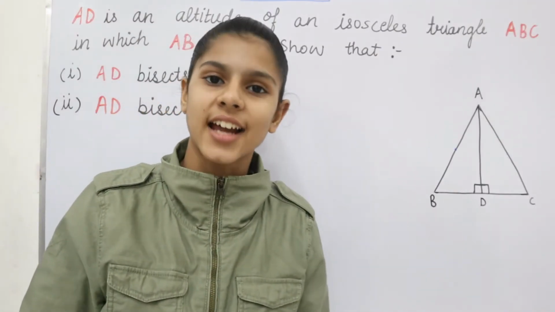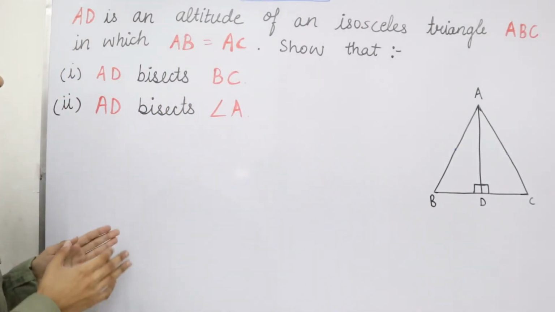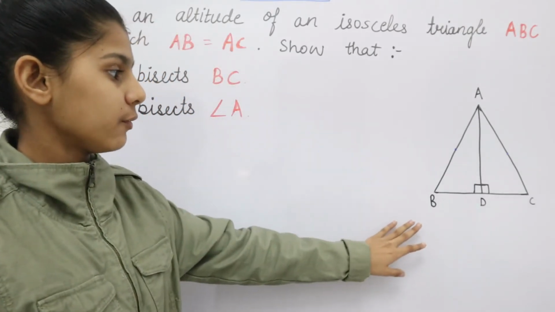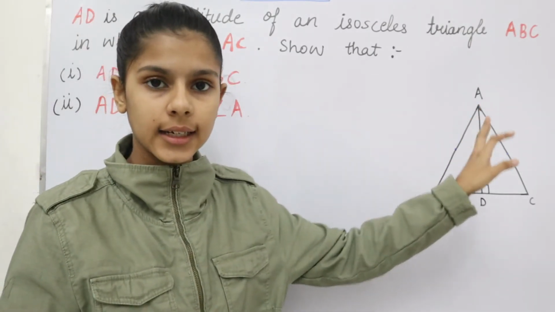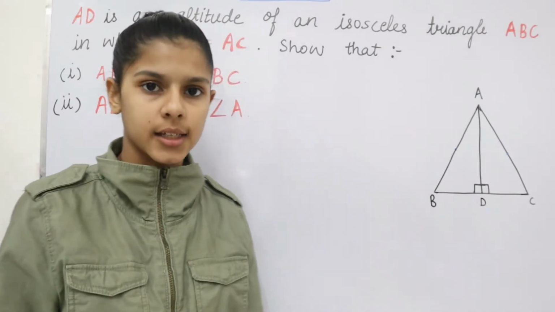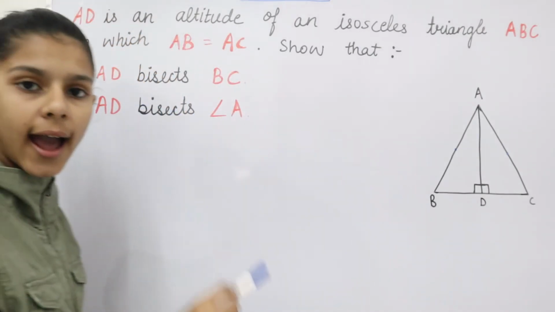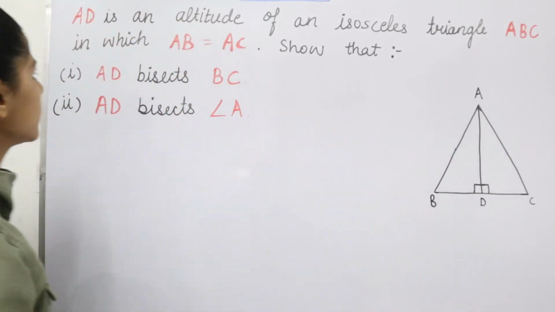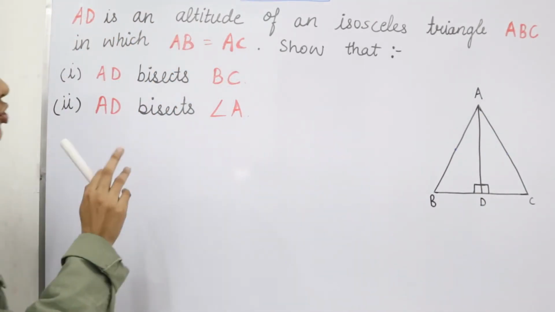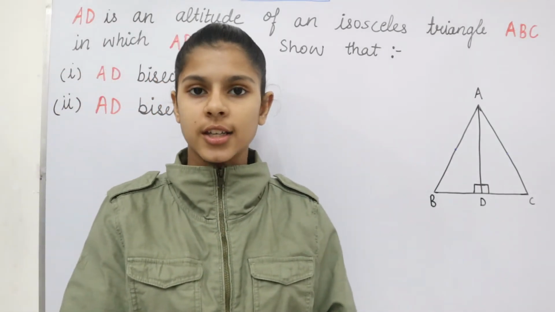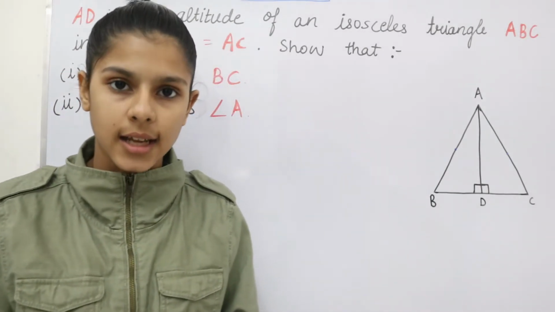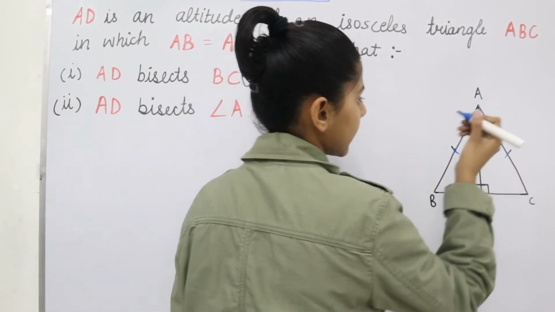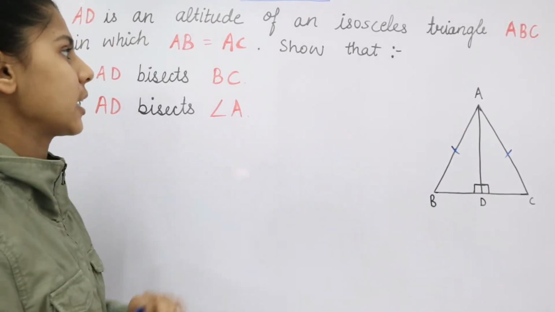So friends, here is our last question. It is, AD is an altitude of an isosceles triangle ABC. So here I have drawn the figure. There is an isosceles triangle ABC in which two sides are equal, and AD is the altitude. AD, this line segment, is the altitude of this triangle, and they are saying that AB is equal to AC. As you know, in an isosceles triangle two sides are equal. So AB equal to AC means this side and this side are equal.